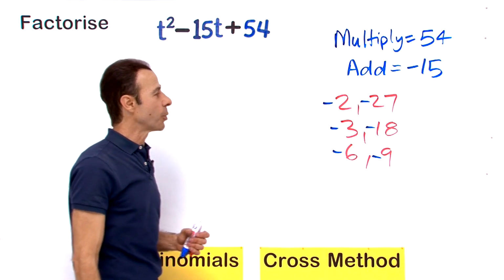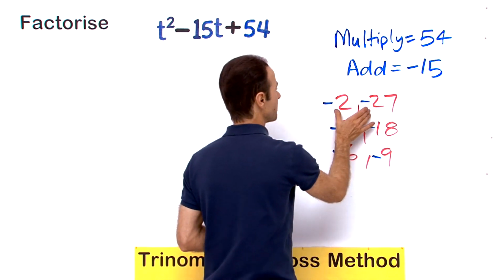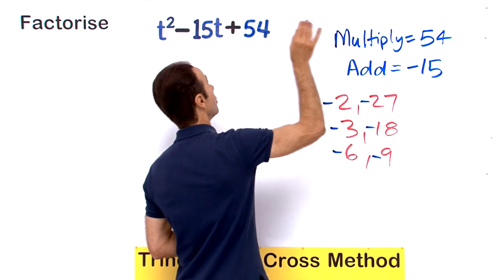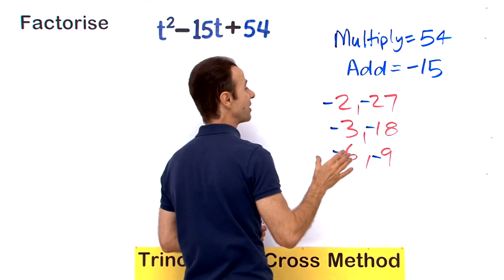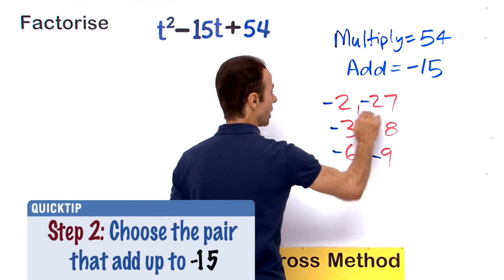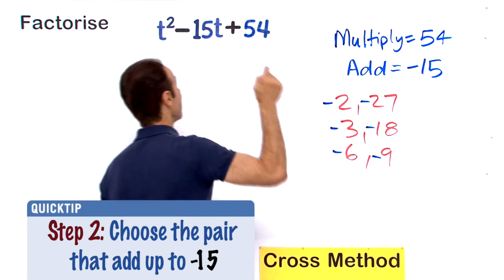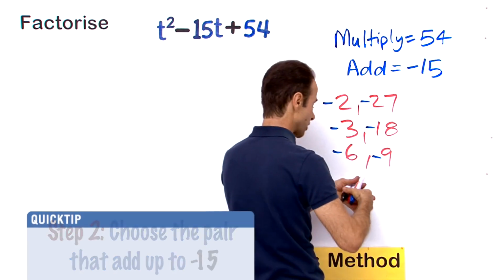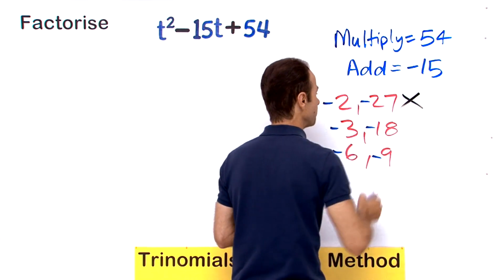So let's go through the top one. If we multiply a negative times a negative, 2 times 27 will give us positive 54. Let's add them together. Minus 2 minus another 27 is minus 29. It's not minus 15, so that's wrong. So we're going to reject that one.